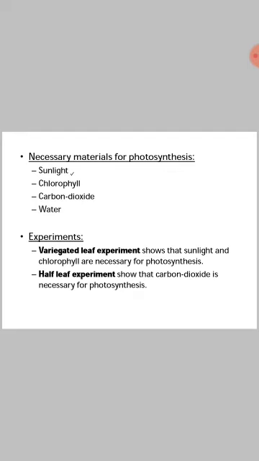Now, how do we prove that these four things are essentially required for photosynthesis? There are two experiments. One is the variegated leaf experiment, which explains that sunlight and chlorophyll are necessary for photosynthesis. The other is called the half leaf experiment, which explains that carbon dioxide is a necessary material for photosynthesis. So these two experiments prove that these are the necessary materials.